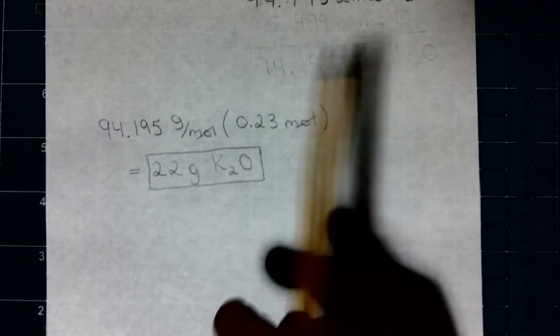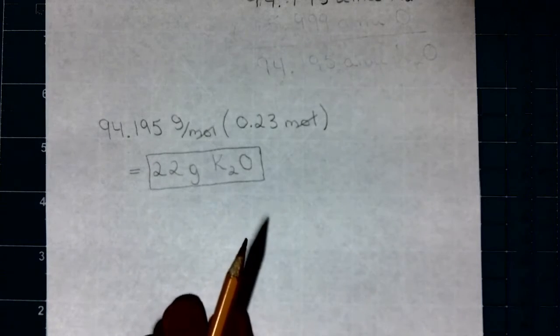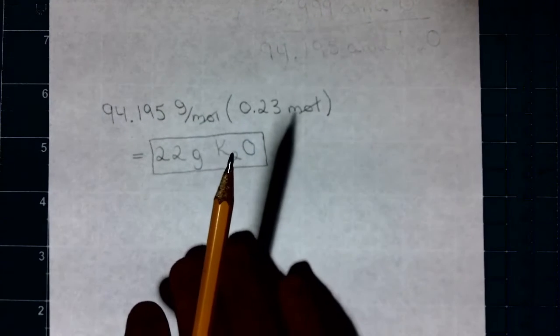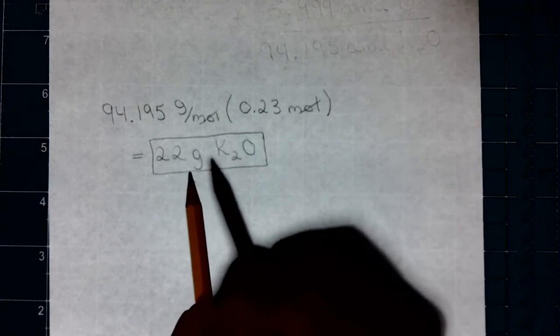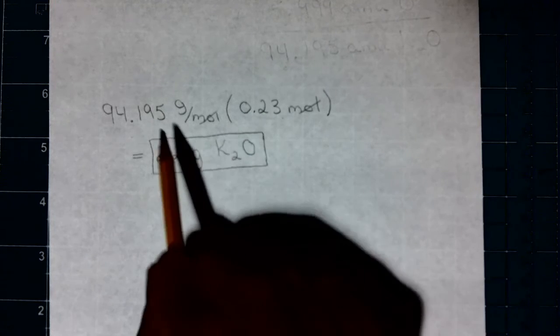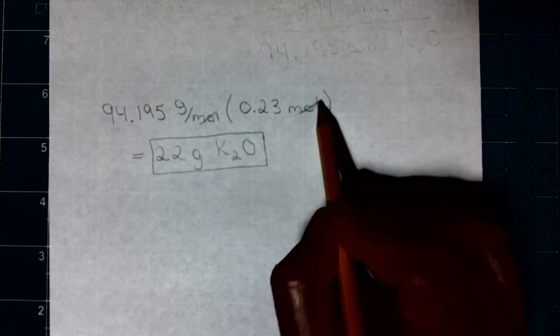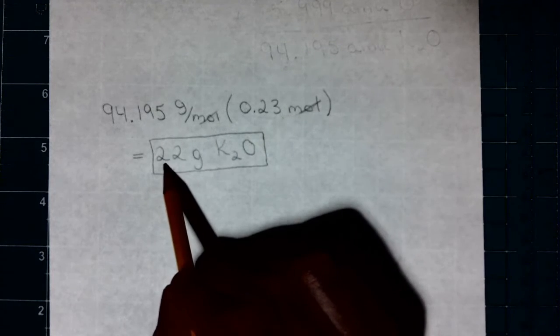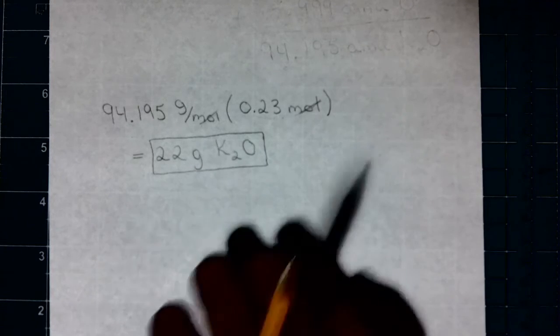We know that AMU is the same unit as grams per mole. And we can see here that when we multiply by moles, the 0.23 moles from the problem, we will cancel the mole unit and we'll be left with 22 grams of potassium oxide.